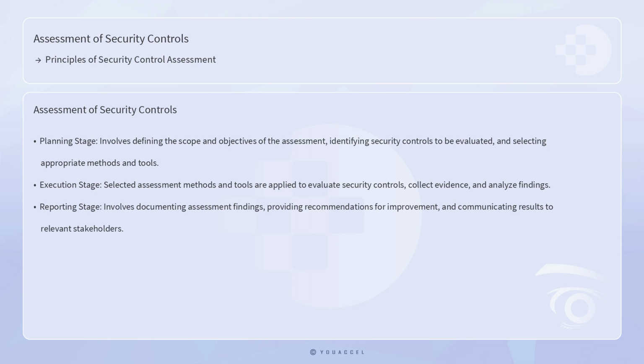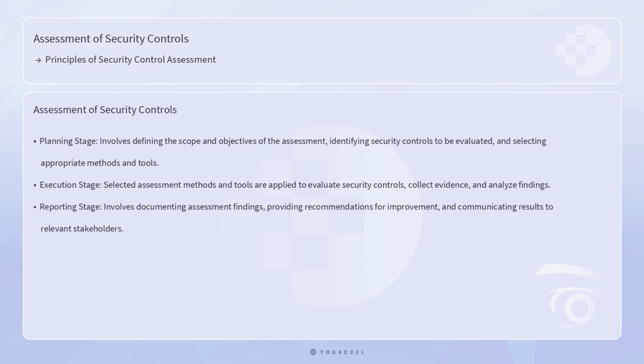This stage is crucial as it sets the foundation for the entire assessment process, ensuring that all relevant aspects are considered and resources are allocated effectively. During the execution stage, the selected assessment methods and tools are applied to evaluate the security controls, collect evidence, and analyze the findings. This stage requires a thorough understanding of the security controls and the ability to interpret the results accurately. The reporting stage involves documenting the assessment findings, providing recommendations for improvement, and communicating the results to relevant stakeholders.